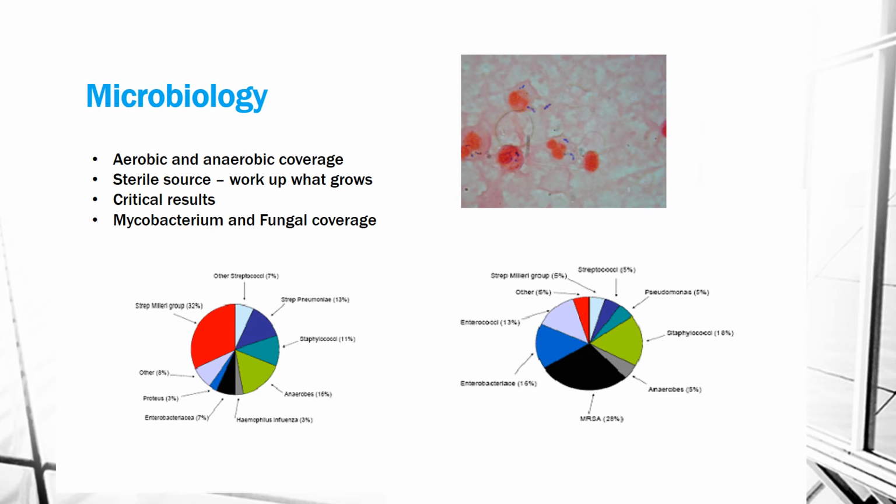These would also be considered critical lab results. It's not normal for anything to be growing in a pericardial or a pleural fluid. So if something does grow, or if you do see something on a gram stain, you report it to the physician under the critical lab result reporting procedures.